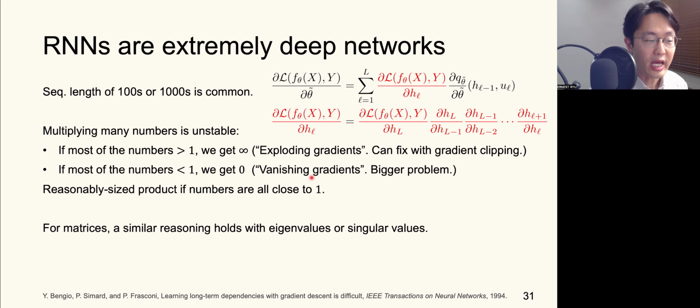And when this happens, you really don't have a good gradient signal, because not only is the magnitude of the gradient small, the direction of that gradient tends to be unusable. So if we want this large product to result in a reasonably sized result, the numbers must all have magnitude close to 1. Now, going back to the actual meaning of this, again, this is a product of Jacobian matrices, not scalars. But if you consider a product of matrices, a similar kind of reasoning holds if you replace the notion of magnitude for scalars with eigenvalues or singular values of the Jacobian matrices.